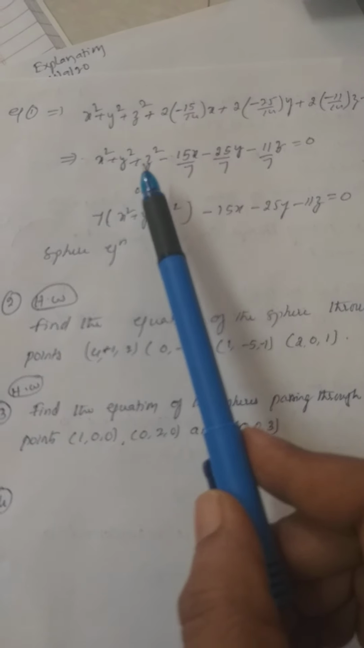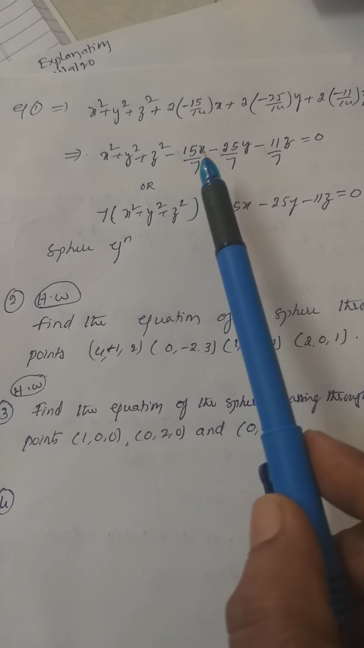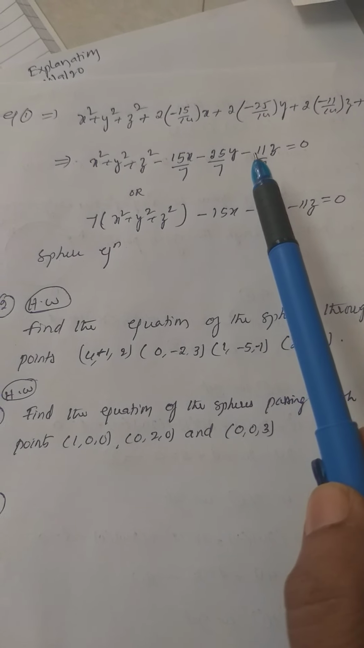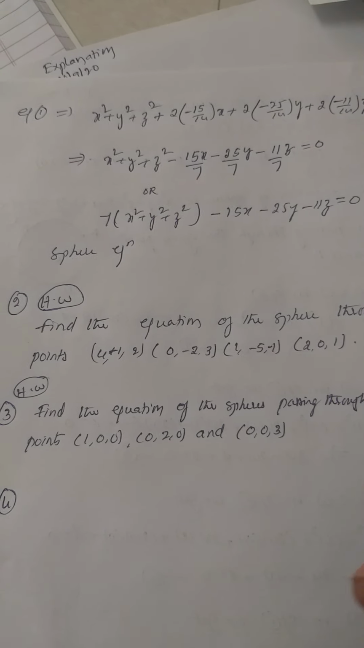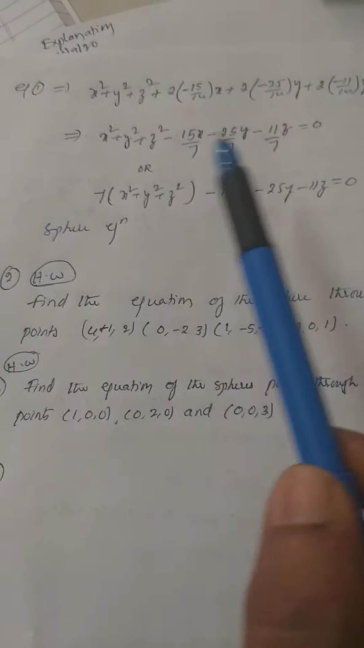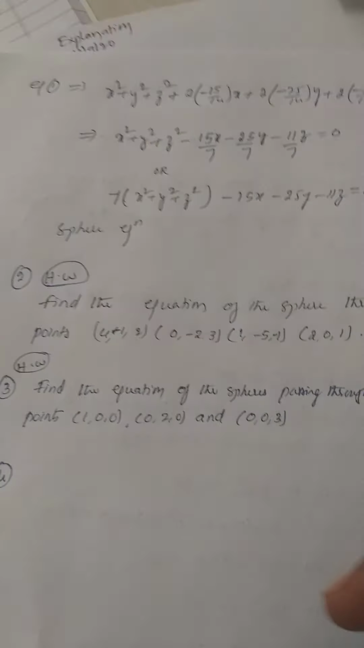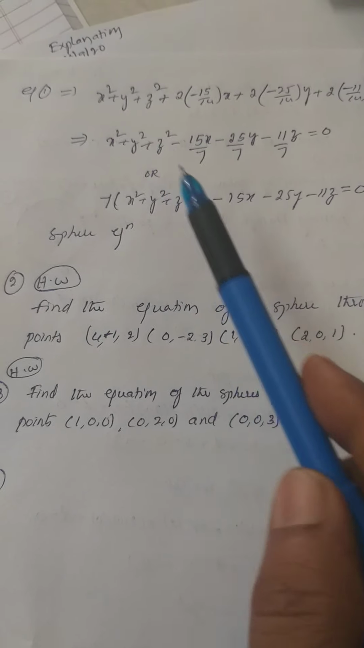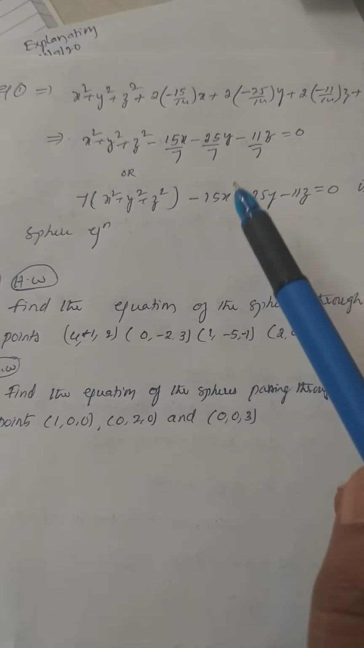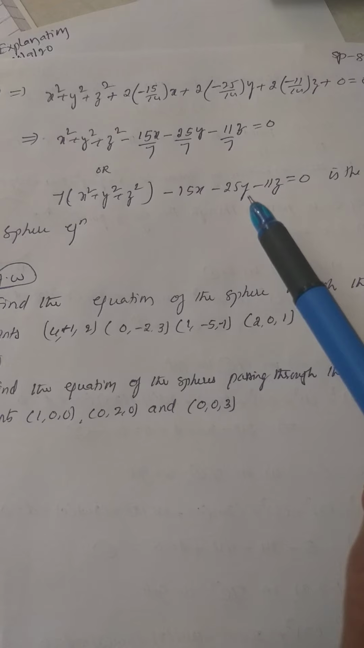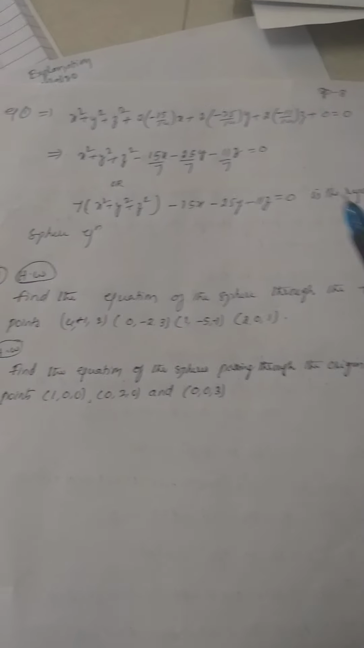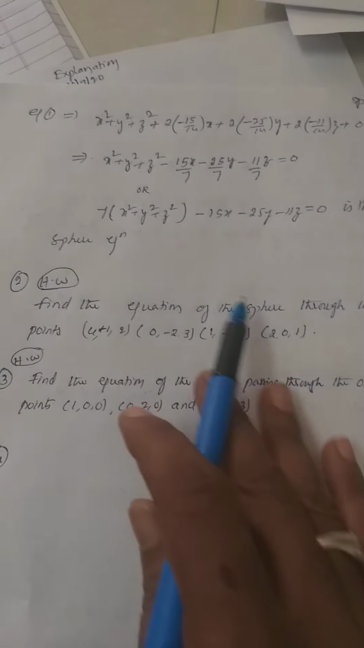Simplifying, x square plus y square plus z square minus 15 by 7 x minus 20 by 7 y minus 11z by 7 is equal to 0, or you can take 7 common or cross multiply by 7. 7x square plus 7y square plus 7z square minus 15x minus 20y minus 11z is equal to 0, which is the required equation of the sphere.